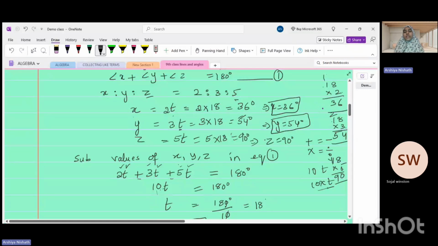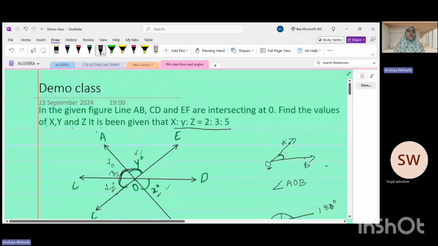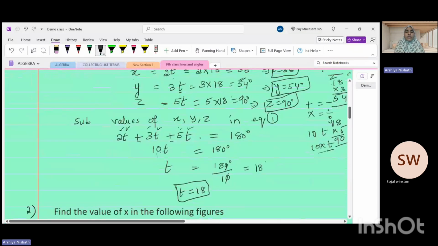Okay. So what is the question asked? Find the values of X, Y, and Z, isn't it? Did we find? Yes. Isn't it so easy? So what are the values of my X, Y, and Z? T I got 18, X is equal to 36, Y is equal to 54. Finally, you have to write like this. What are the values you have found?